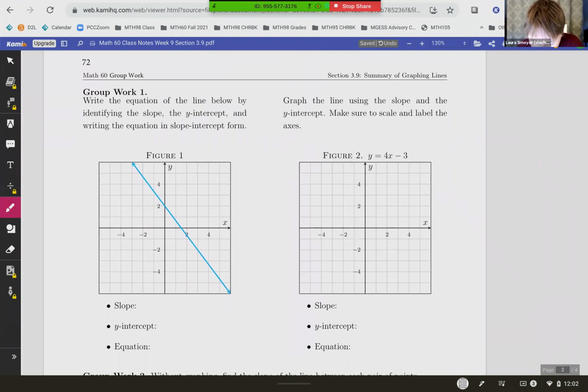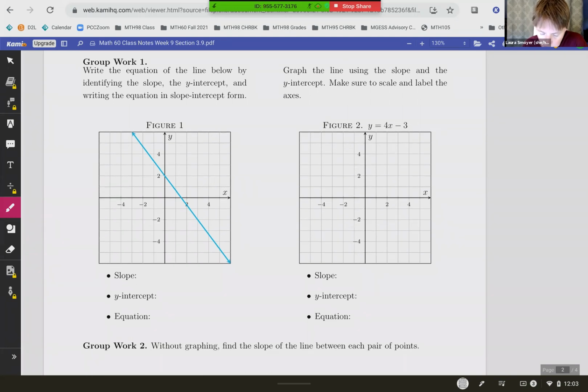We start off with group work 1. It asks us to write the equation of the line below by identifying the slope, the y-intercept, and writing the equation in slope-intercept form. Now, I encourage you to stop the video as we're going through this, try it yourself, and then press play and see if you have correctly answered. There is no new information in this section, but it can definitely challenge our brains to put all the information together in one section. And it's good to challenge your own brain to do that, secure those neural pathways we've been building, and then press play and see if it matches what I have done.